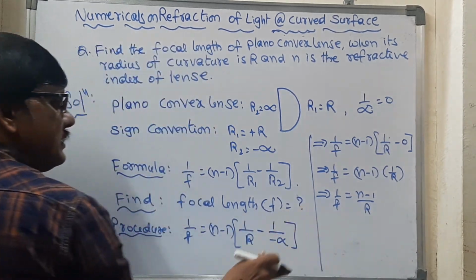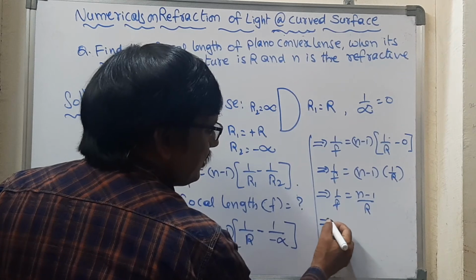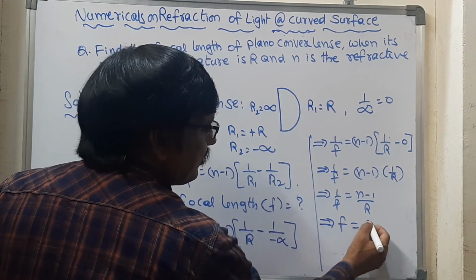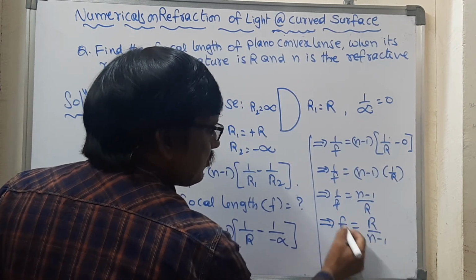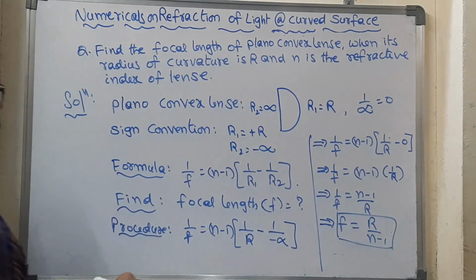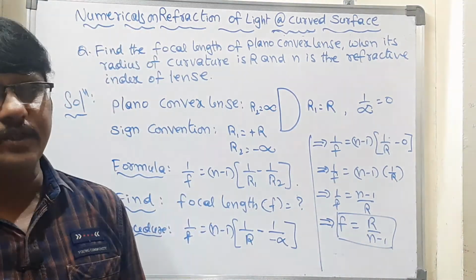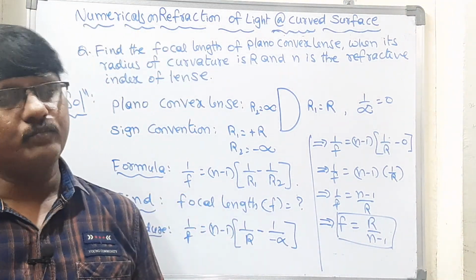Don't leave the answer like this, you will lose some marks, and you have to write the focal length. So write the reciprocal, and so f is equal to r by n minus 1. This is the actual value, given in centimeters or meters, whatever it is, because focal length is measured in either centimeters or meters.